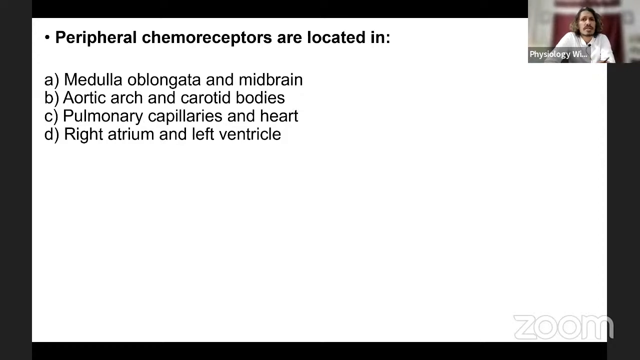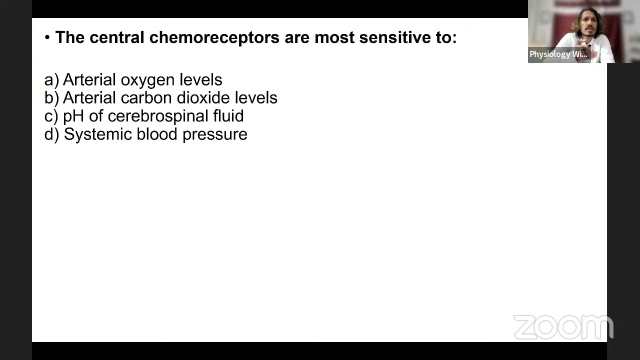Peripheral chemoreceptors are located in, as we were talking about, the carotid and the aortic bodies. Central chemoreceptors are more sensitive too.